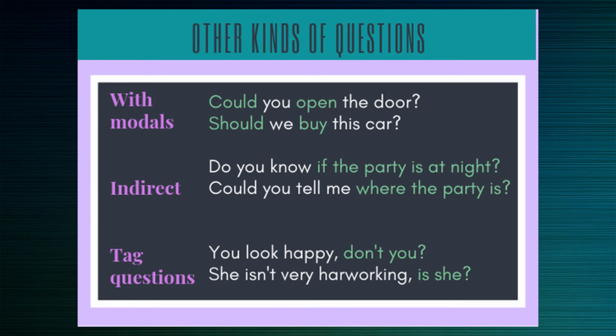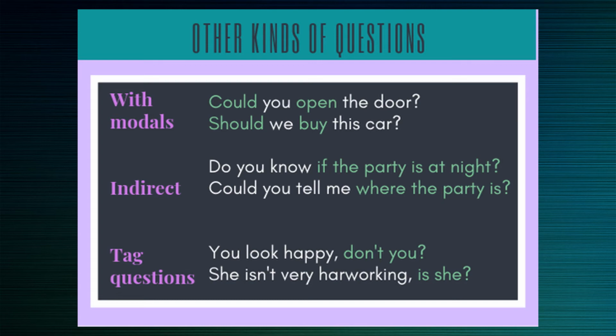The fourth kind of questions we are going to review is the questions with modals. Could you open the door? Should we buy this car? Remember that could, should, might, may, or must are modal auxiliaries. They can be used to ask questions too. The modal auxiliary is going to be at the beginning, then the subject, and then the verb in base form. In this way, we can form this kind of questions, and they can talk about certainty, possibility, or even promises like with will, and many other meanings depending on the auxiliary we are using.